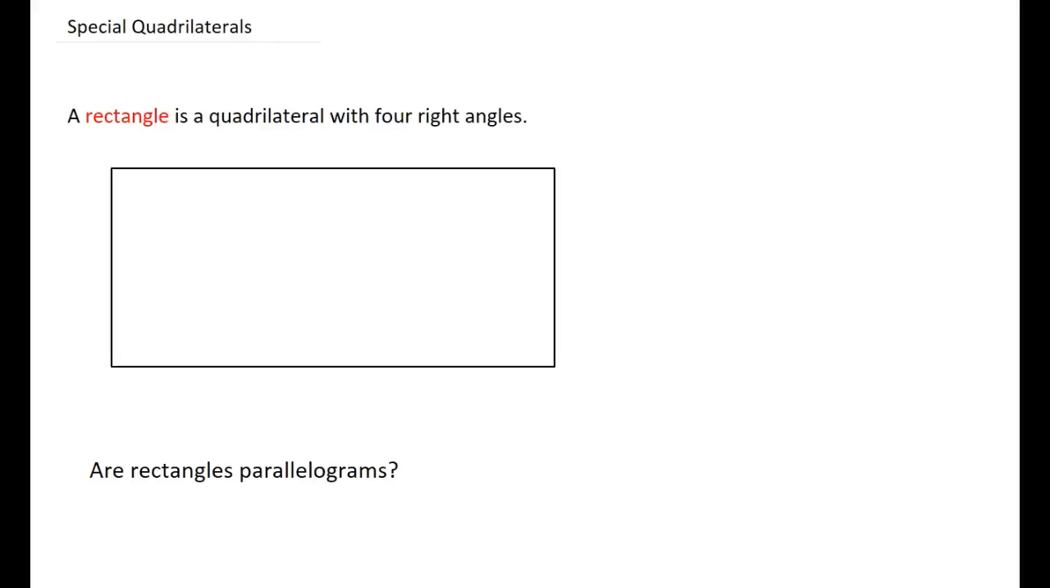Let's learn about special quadrilaterals. So the first special quadrilateral we're going to talk about is a rectangle. A rectangle is a quadrilateral, which means it has 4 sides, and every angle is a right angle. So the question is, are rectangles parallelograms? And the answer is yes, because remember that if both pairs of opposite angles are congruent, then the quadrilateral must be a parallelogram. So every rectangle is a parallelogram.